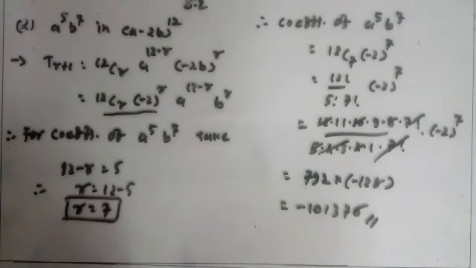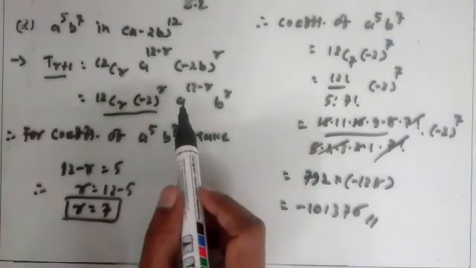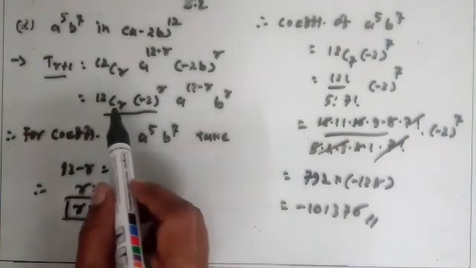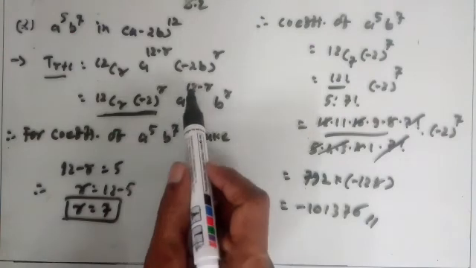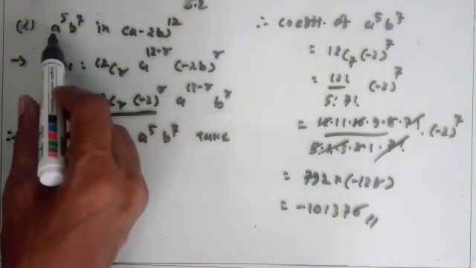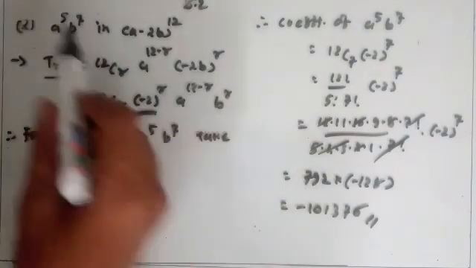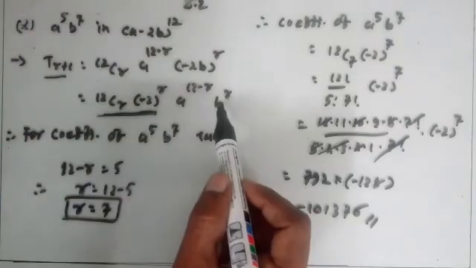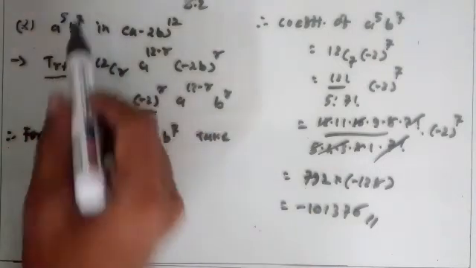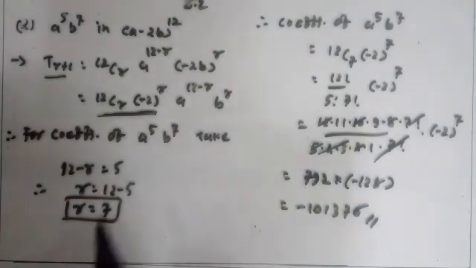Clear this? So in this type of problem, first we find the general term T r plus 1, and this becomes the coefficient of a raised to 12 minus r, b raised to r. So to get the coefficient of a raised to 5, b raised to 7, compare the power of a or the power of b. Here the power of b is r, so r is equal to 7. So directly we get r is equal to 7 and the coefficient of the required term.